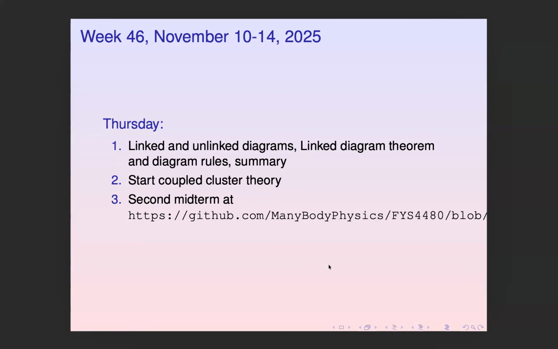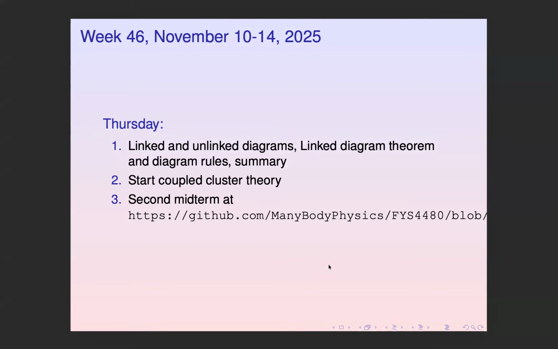So welcome back, everybody. The topic this week is going to be first a recap of diagram rules with applications. And then I'm always in doubt whether I should go through the proof or not. There is a detailed derivation in chapter 6 of Shavit and Bartlett, which to many is essentially incomprehensible.